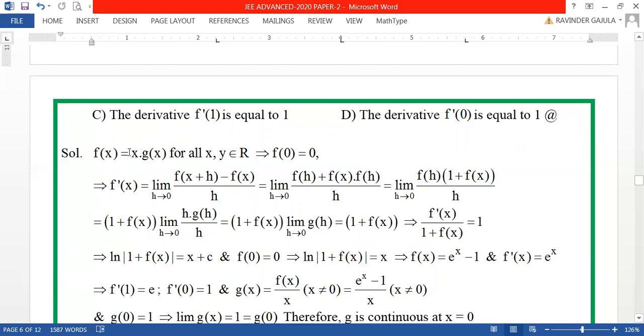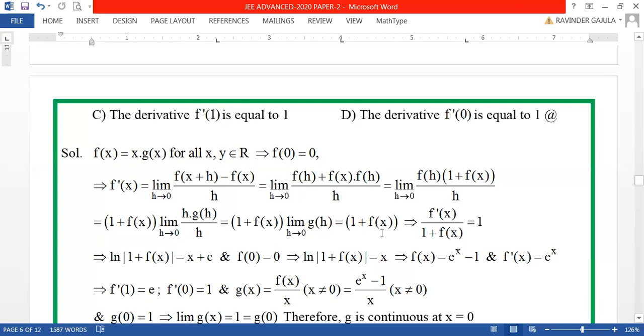Because f of x is given as x into g of x, f of h is h into g of h. So therefore, it can be taken as h into g of h by h. h will be cancelled here. Now limit h tends to 0, g of h is given as 1. Therefore, this is simply 1 plus f of x, which is f dash x. f dash x equals 1 plus f of x.